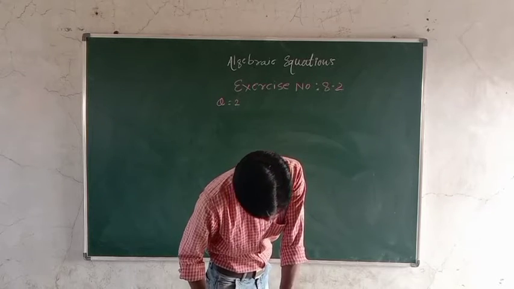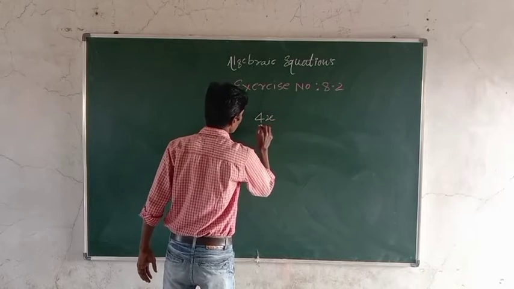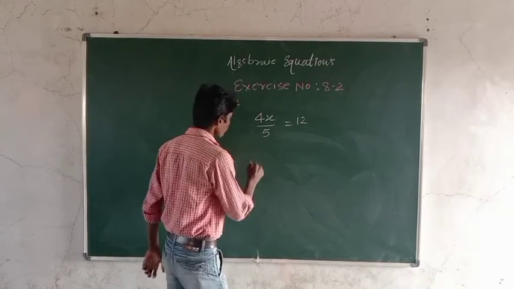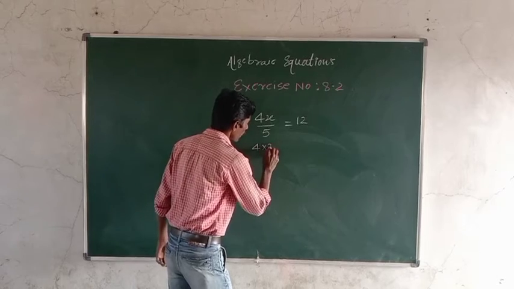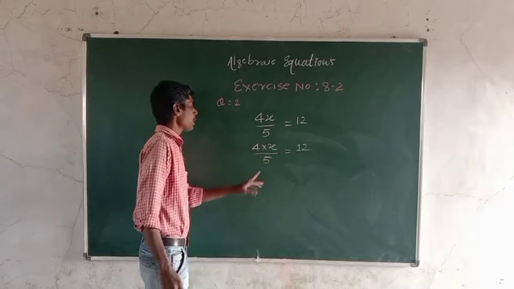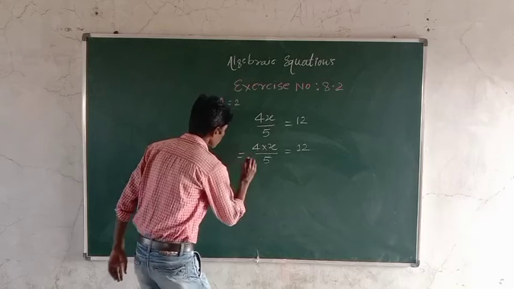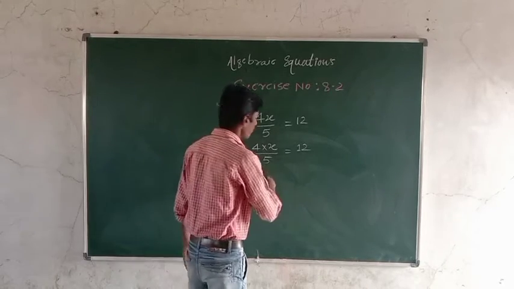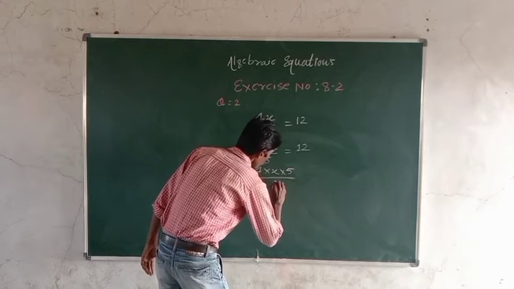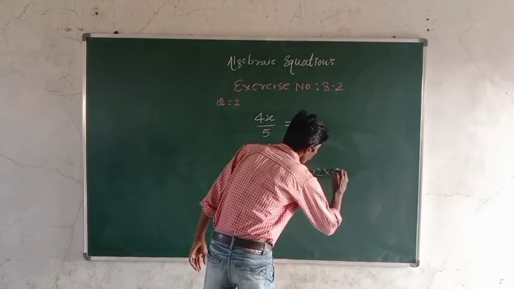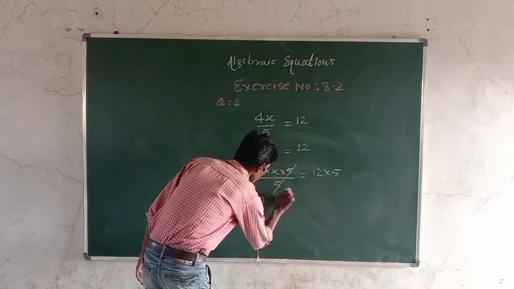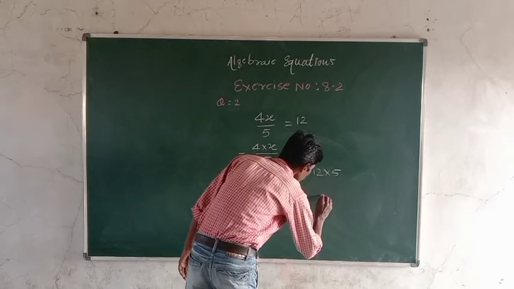4x divided by 5 is equal to 12. Now 4 into x upon 5 is equal to 12. So we have to remove this 5 first. For that we have to multiply both sides by 5. 4 into x into 5 upon 5, then 12 into 5. 5, 5 will cancel. So 4 into x is equal to 12 into 5, that is 60.